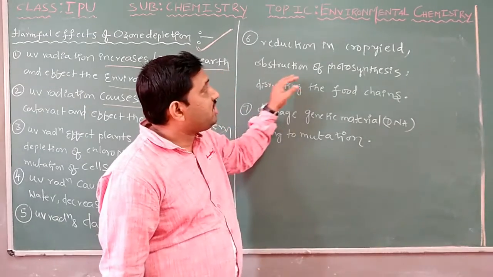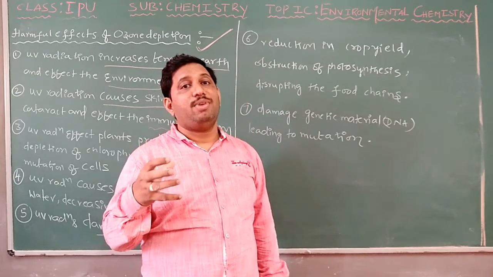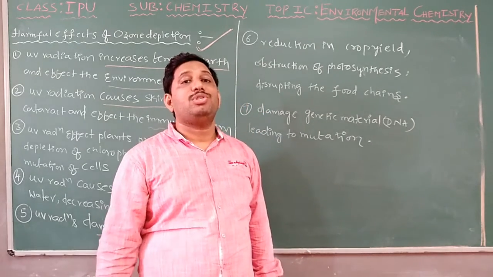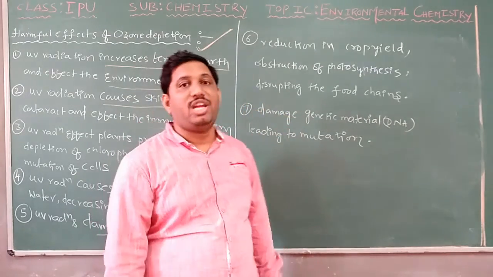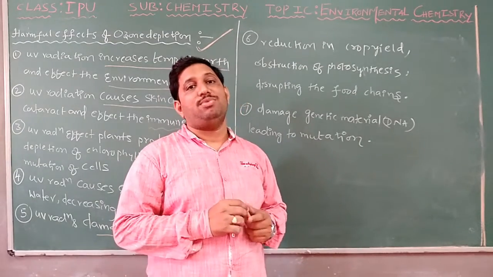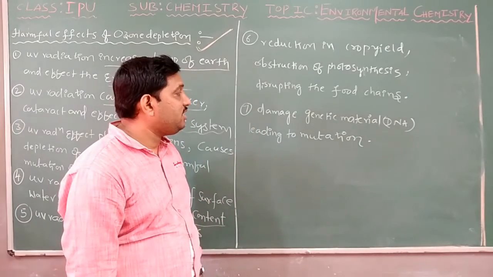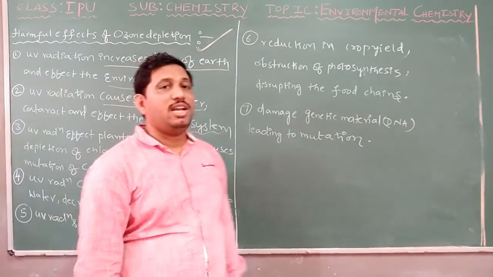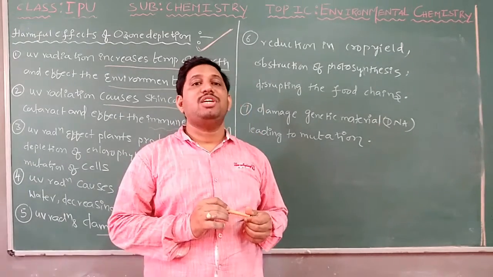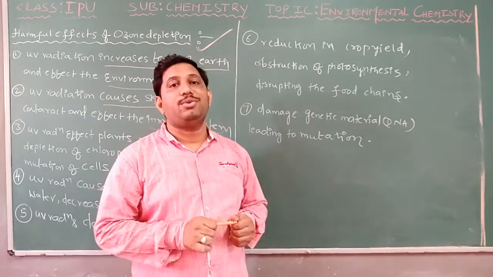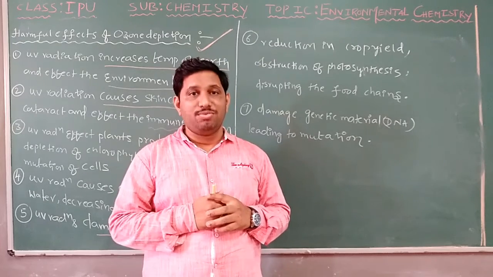Next one, student, obstruction of the photosynthesis. The ultraviolet radiations are very harmful. These affect the photosynthesis also. Next one, student, disrupting the food chain. The food chain will be disturbed. The last one, student, damage to the genetic material, that is DNA, leading to mutation. The ultraviolet radiation also damages the genetic information DNA, leading to mutation. These are the 7 harmful effects of the depletion of the ozone layer.